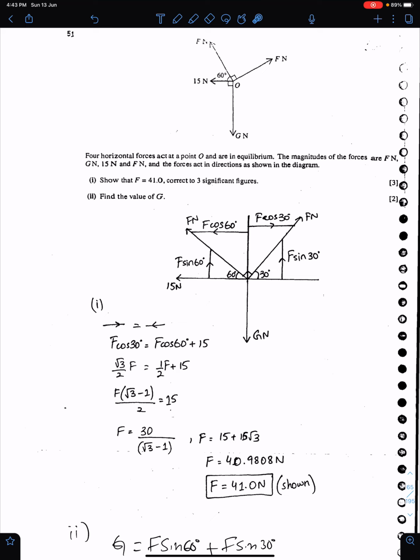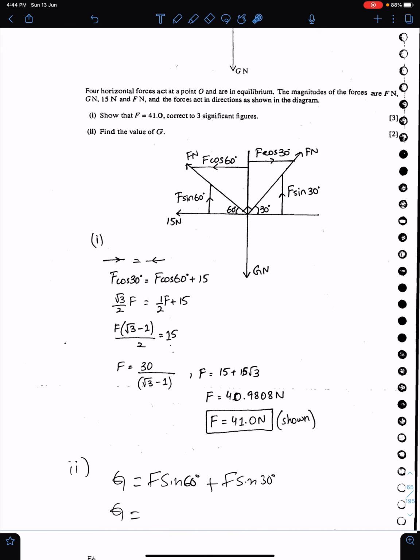Next question. Four horizontal forces act at a point O and are in equilibrium. The magnitudes of the forces are F newtons, G newtons, 15 newtons and F newtons. And the forces act in the direction as shown in the diagram. Show that F is 41.0. First, draw the force diagram. This F has two components, this F has two components. 15 is as it is, G is as it is. Since the forces are in equilibrium, this is equal to F cos 60 plus 15. So F is 41.0. For G, you need to equate these forces. This plus this equals G. By substituting the value of F here and here, we can get the value of G.